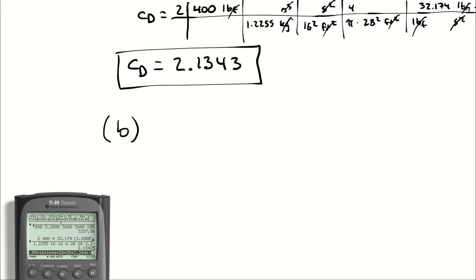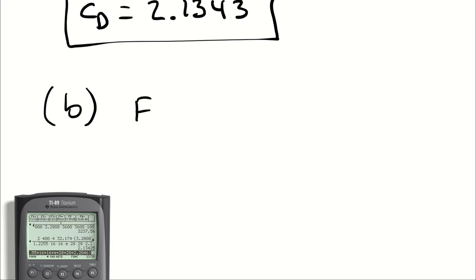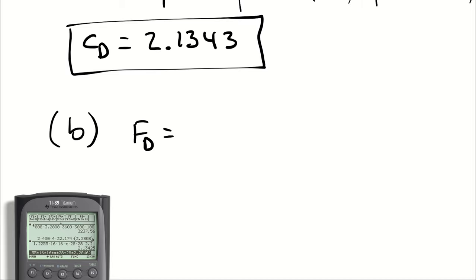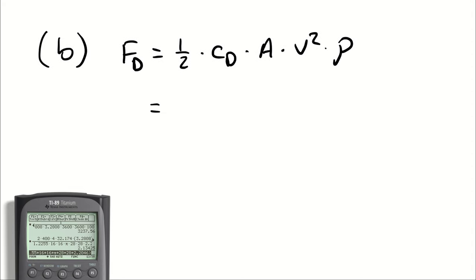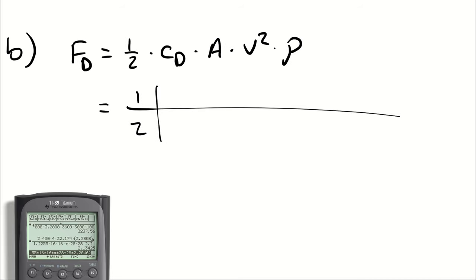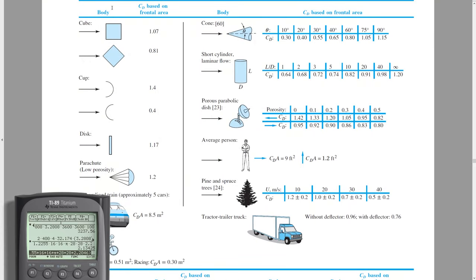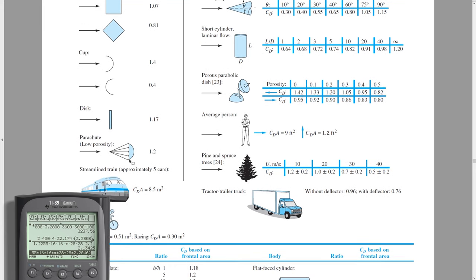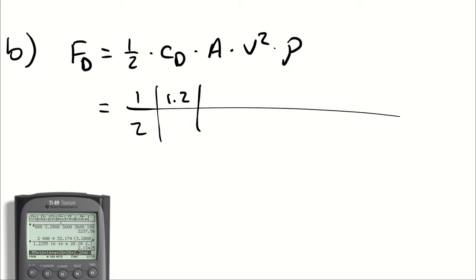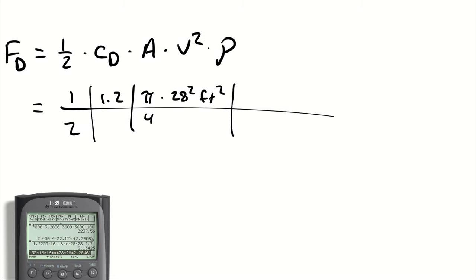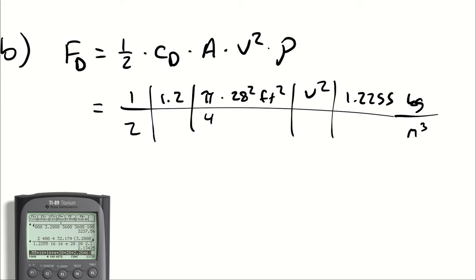For part B, I want to know what the terminal velocity would be for that low porosity design with a coefficient of drag of 1.2. So we're going to take 1/2 times the coefficient of drag times the area times the velocity squared times density. The coefficient of drag is 1.2 as per table 7.3. The area is the same area of a circle. The velocity is the thing that we're solving for. And the density is the density of air at sea level, which is 1.2255 kilograms per cubic meter.